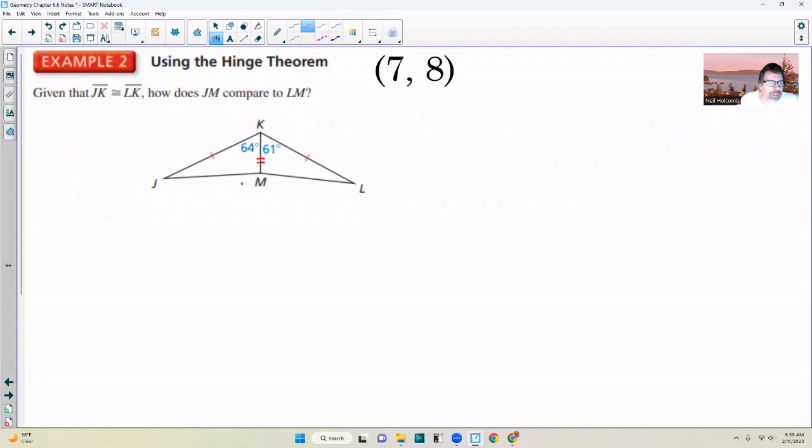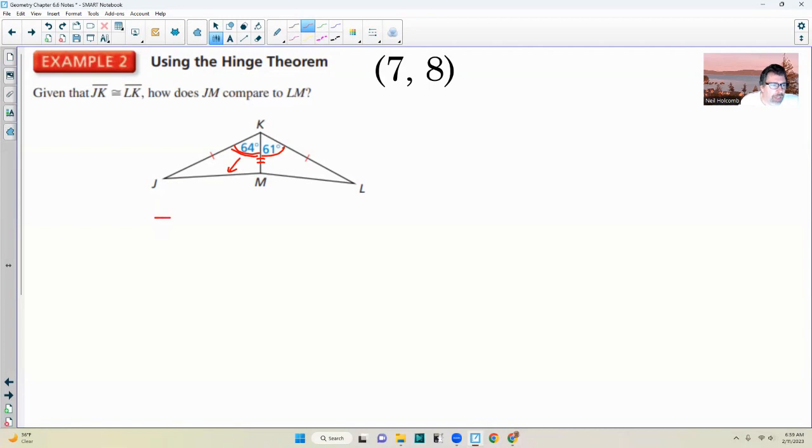KM is congruent to KM by the reflexive property. So now we have two sides and an included angle measure that are congruent to two sides and an included angle measure. I put two arcs on the 64 and one arc on the 61 because 64 is greater than 61. So therefore the side opposite is going to be greater.